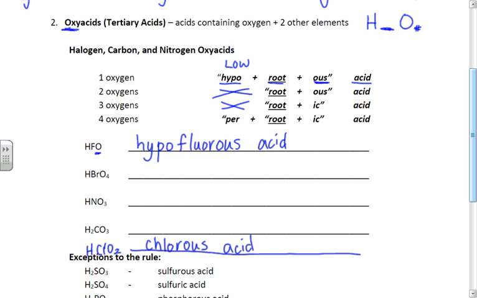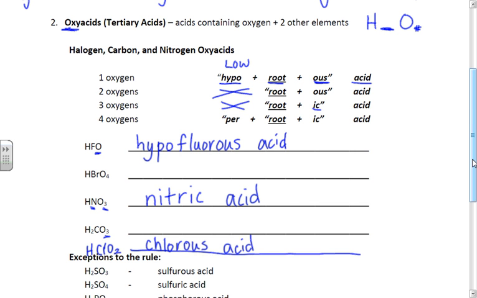If we have three oxygens, we still don't have a prefix. We still start with the root. And this is where our suffix at the end changes to IC. So we have a couple of examples here that have three oxygens at the end. So no prefix. We're just going to start with the root for nitrogen, which is NITR. We leave off the ogen. Our suffix is IC, and then the word acid. So HNO3 is nitric acid.